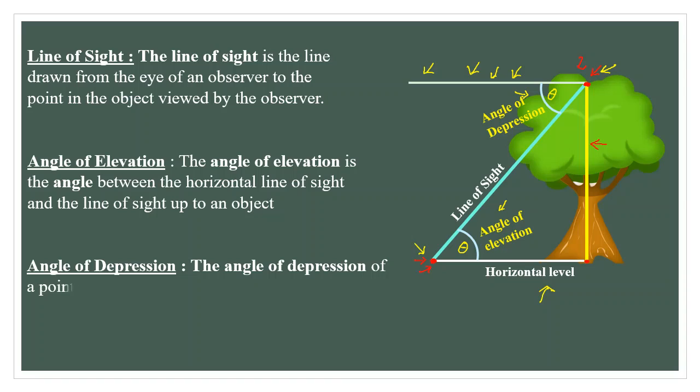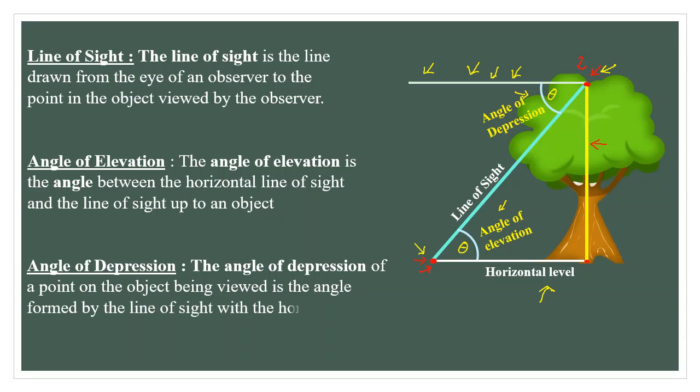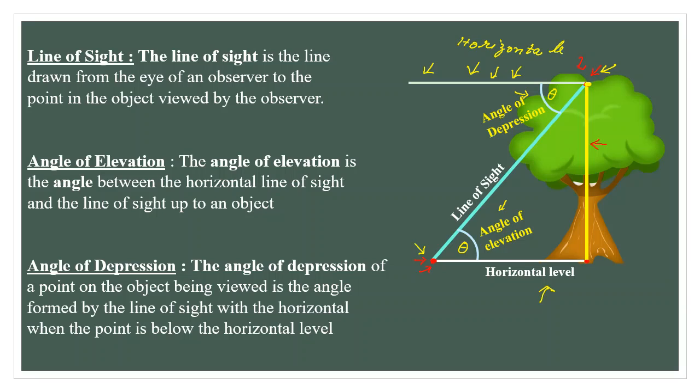And then we have the third one, that is angle of depression. It is the angle formed by the line of sight with the horizontal when the point on the object being viewed is below the horizontal level. So see, if you are at a certain height, like if you are at this point, this is the horizontal level. Then the line of sight is below the horizontal level. In that case we always write it as angle of depression.